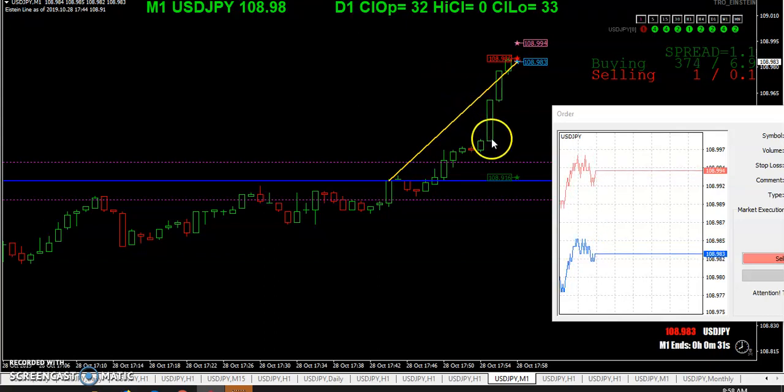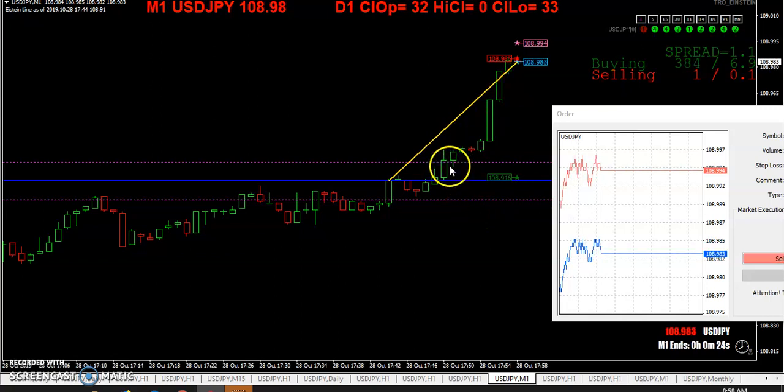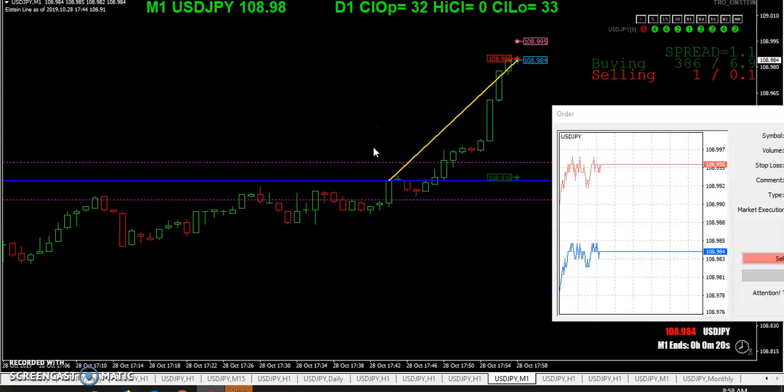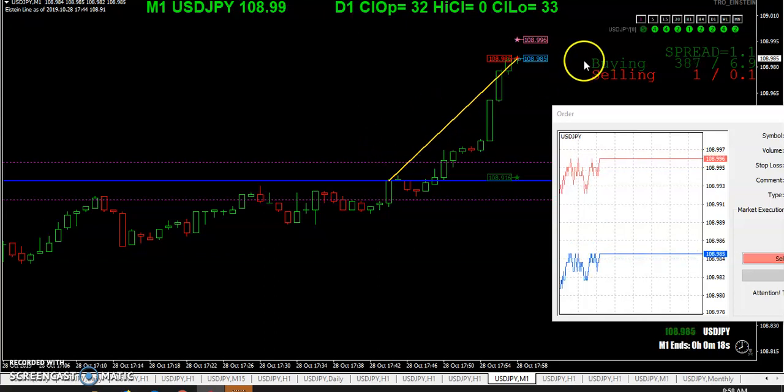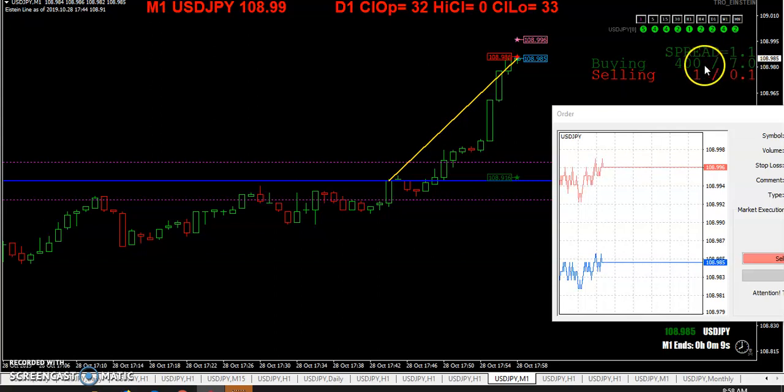And so right here, you see the valley of the ask is way down here because once buying started and broke out of this Einstein line, you can see how it's moved up. And so then the indicator also tells you how many ticks of buying have been happening and then the distance it's traveled in pips and also the spread.